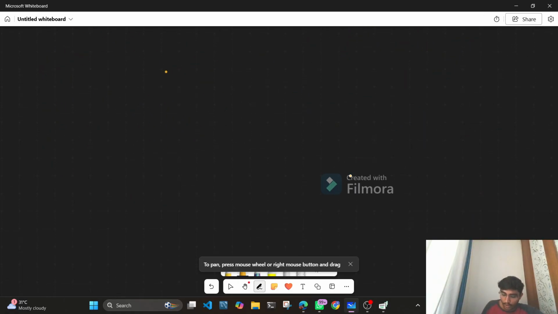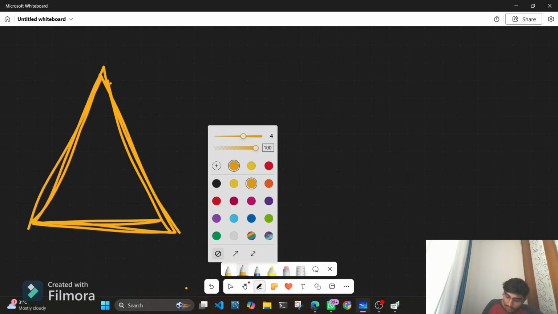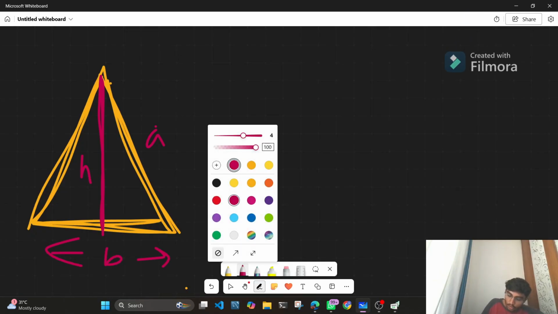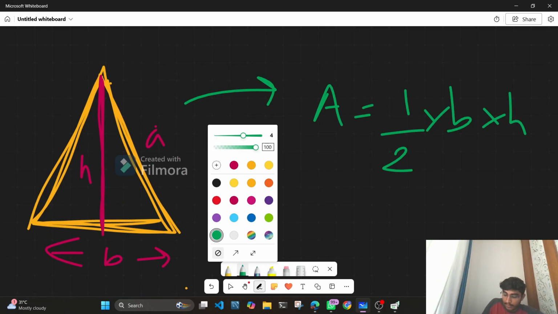Now, this is true for any type of triangle, isosceles, scalene, or equilateral. Let's say we have a triangle. For this triangle, I have a side, let's say A. Then if I draw a perpendicular, I'll get a height and I'll also have the base. Okay. So the area of, sorry, the area of the triangle is given as half into base into height.